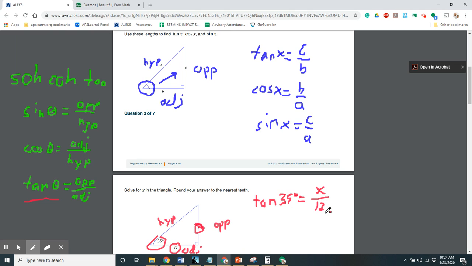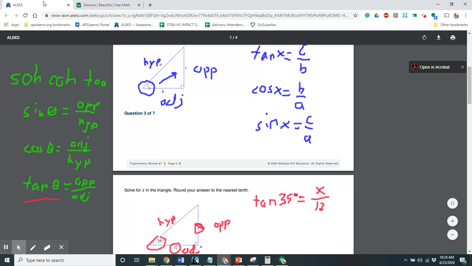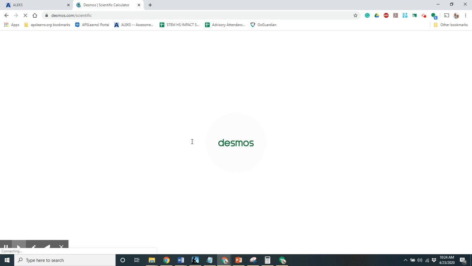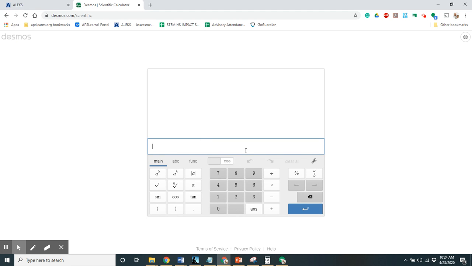Now our next step is to plug in tan of 35. Now you don't have my calculators this time, so you got to find a calculator to use. Now I want to show you in Desmos. If you go to desmos.com, we usually just go to graphing calculator. But if you see here, there is a scientific calculator. If you click on scientific, then it'll take you to a scientific calculator which has a degree function for the trig.